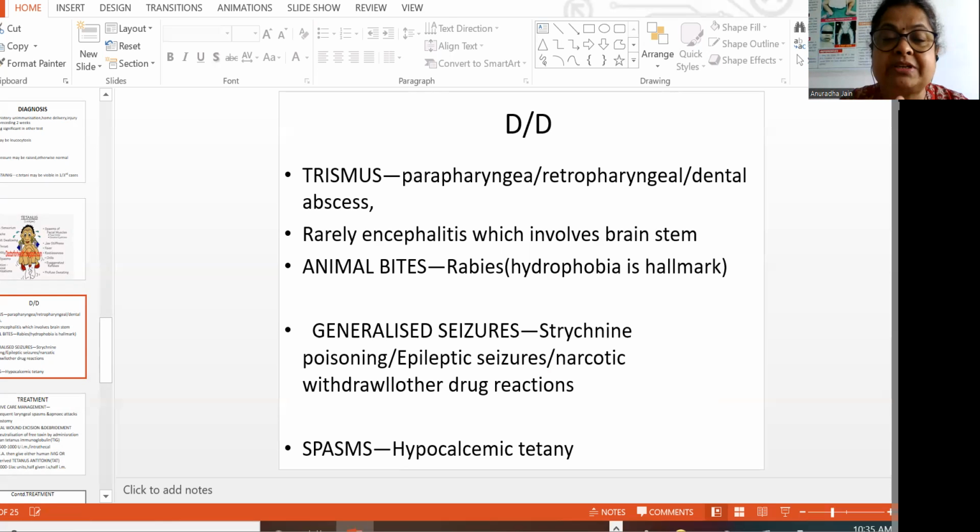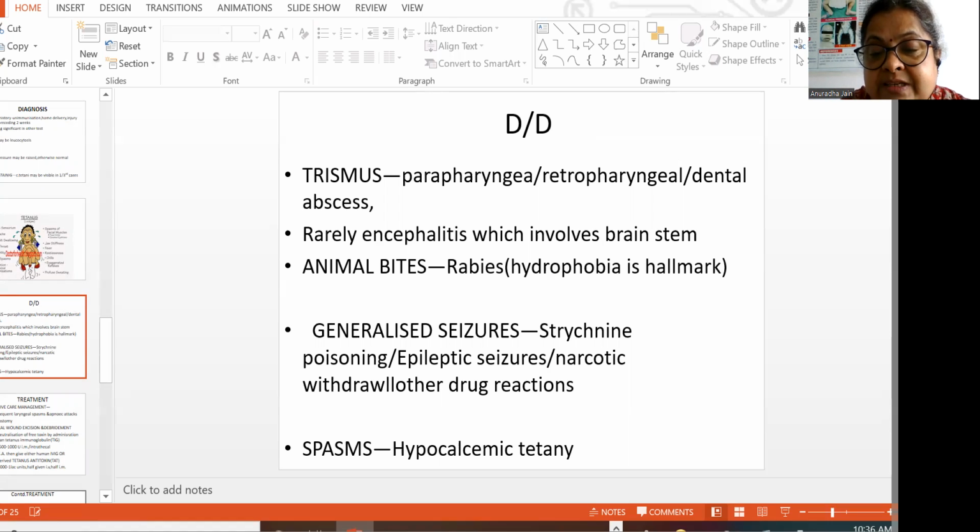You may be confused by symptoms like trismus or lockjaw. It may occur in parapharyngeal, retropharyngeal, or dental abscesses also. So you have to differentiate between these, but you will get a typical history. Then, rarely, encephalitis involving the brain stem may be confused. Then animal bites: you may confuse it with rabies, but hydrophobia is the hallmark of rabies, while spasm due to minimal stimuli is the hallmark of tetanus.